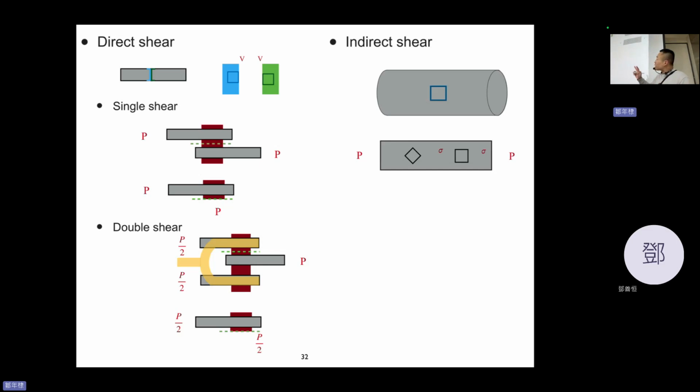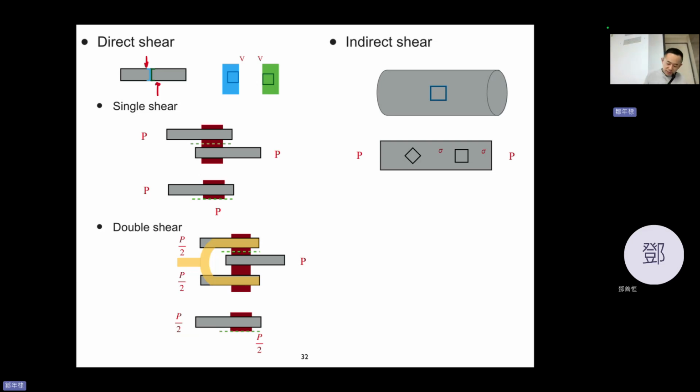So there are two types of shearing. The first one is direct shearing. The other is indirect shearing. Direct shearing, just like what we learned before. Direct shearing: if you have a bar, and you give a force here and here, it must be trying to cut it, right?